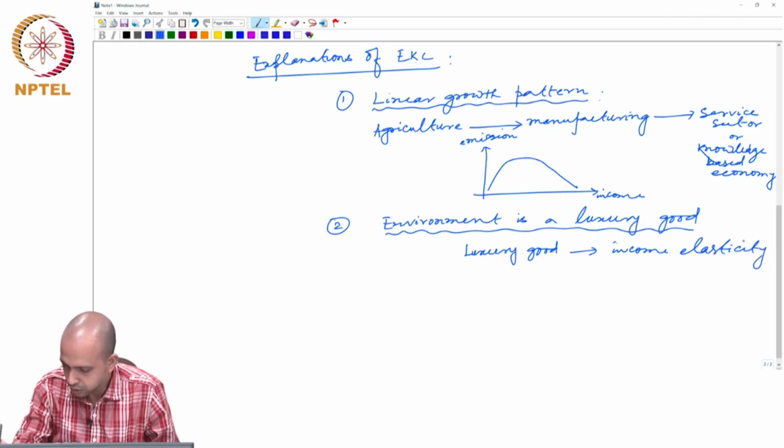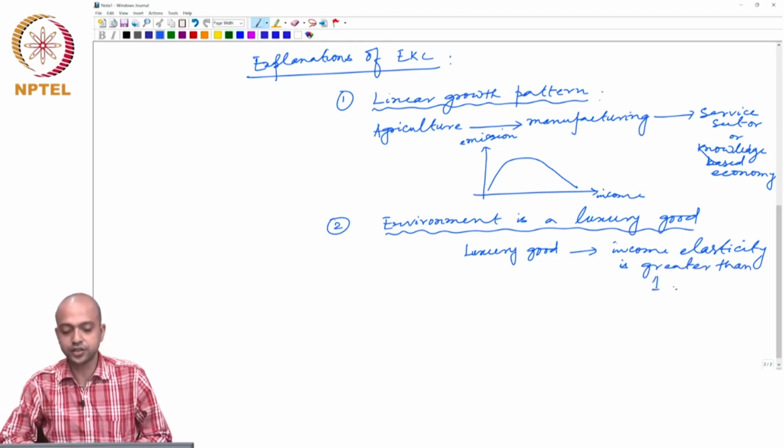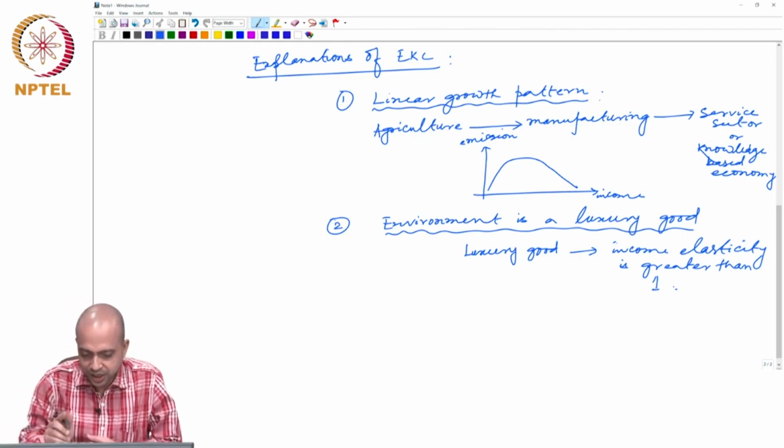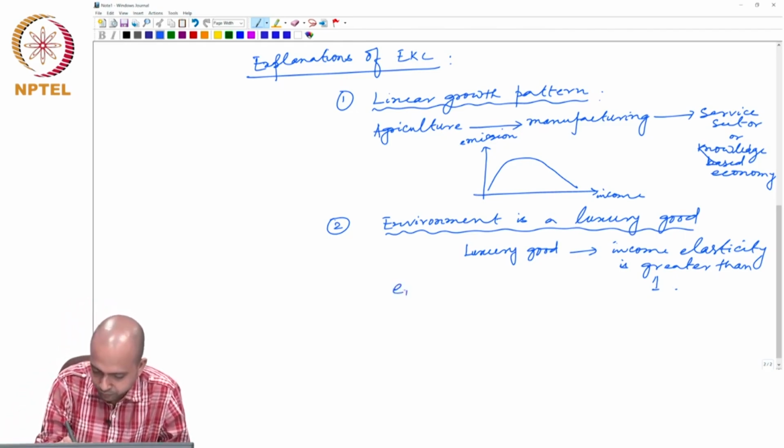Elasticity is greater than 1. That is called luxury good. Now, if environment is a luxury good, then for environment also income elasticity is greater than 1. Okay? EI greater than 1.